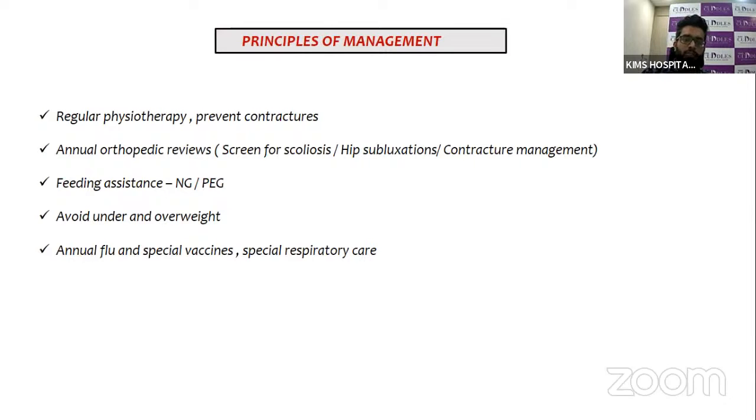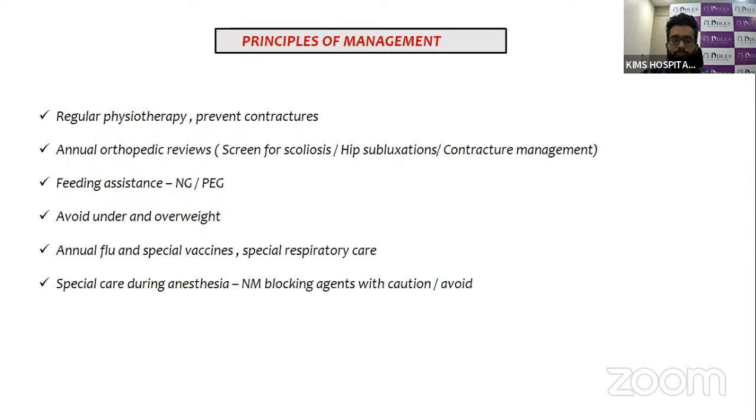So annual flu and special vaccines, like even for bacterial, so pneumococcal boosters, vaccines are definitely advised in this group of children. And in the special group of congenital myopathies, you have to be very careful. And also neuromuscular junction disorders, special care during anesthesia is to be done.